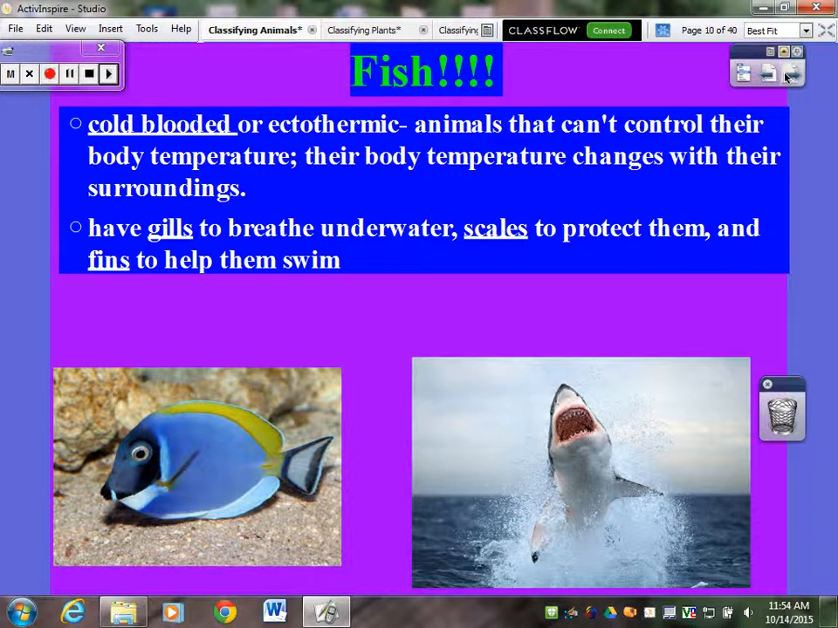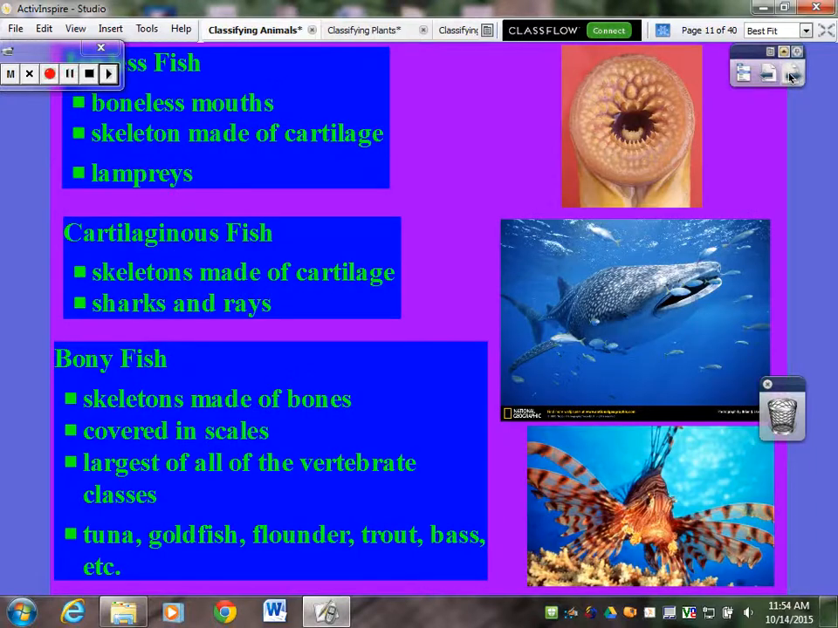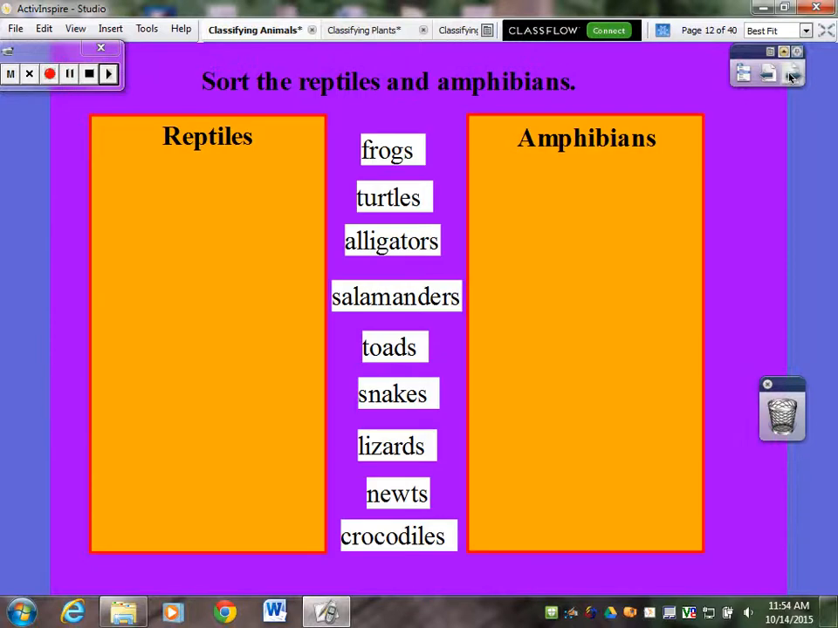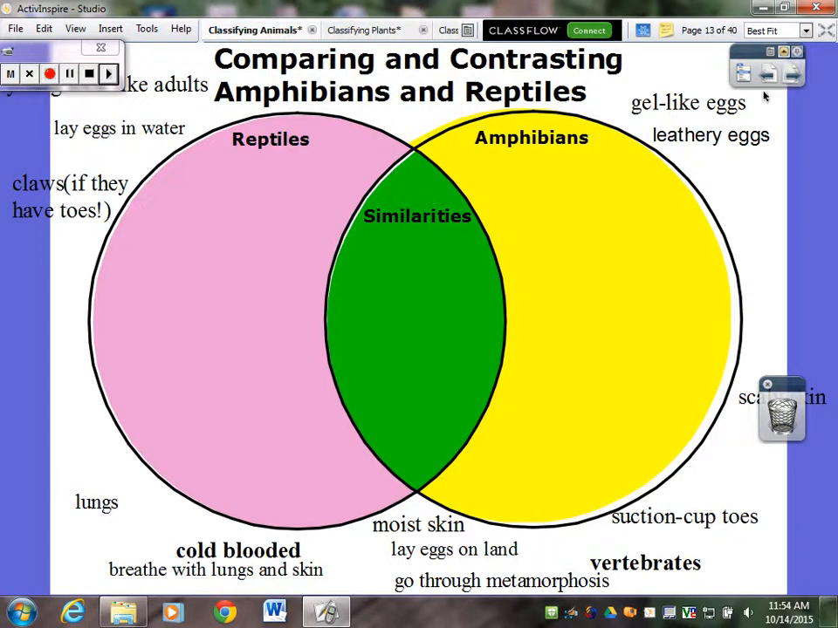Excellent. All right, next up, I kind of got a little crazy with the different types of fish, but you don't need to know all those different categories. All right, next up, I'm going to talk about these two categories together. We're going to talk about reptiles and amphibians. So let's take a look at this Venn diagram here. Things that reptiles and amphibians have in common: they are both obviously vertebrates. They are both cold-blooded. Okay, so again, their body temperature depends on the environment around them.